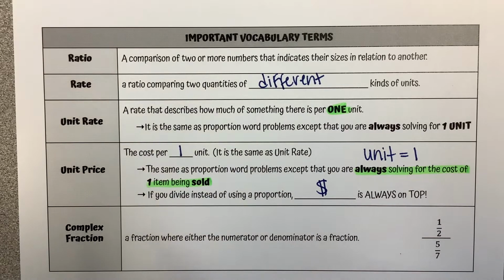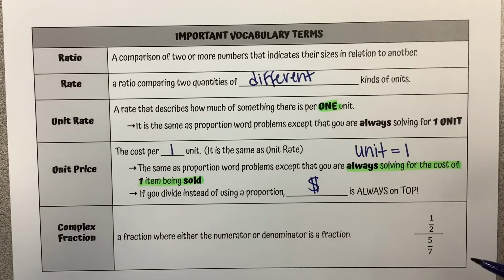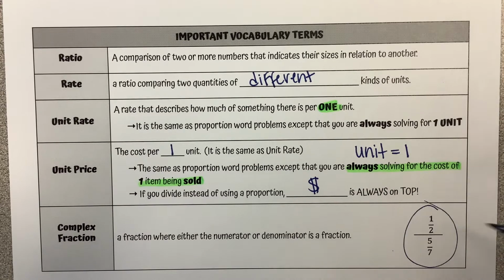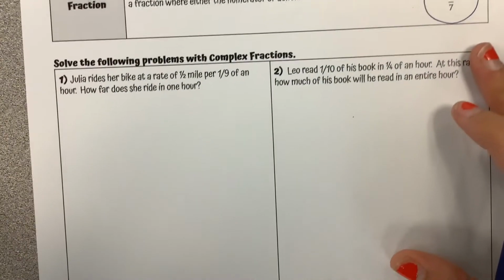And then last part, this is what we're actually talking about today, is complex fraction, which is a fraction where either the numerator or denominator, or both, is a fraction. So if we look at this example here, we have a fraction within a fraction, kind of. Fraction on top divided by fraction on the bottom. So let's look at an example.